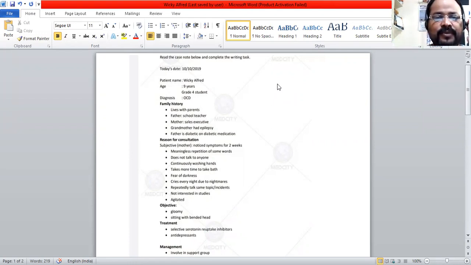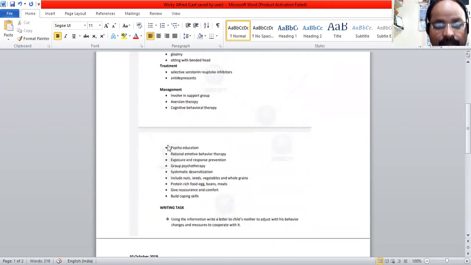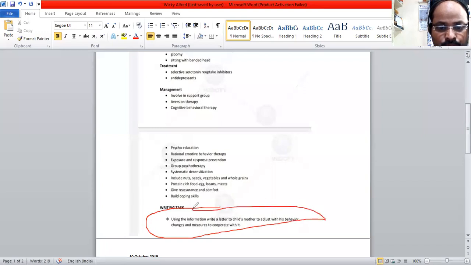Today we are going to discuss the case note of a 9-year-old boy, and his name is Wicky Alfred. Today's date is 10th October 2019, and let's go ahead and read the writing task. This is a writing task addressed to the child's mother, Wicky Alfred's mother, to adjust with his behavior changes and measures to cooperate with it.